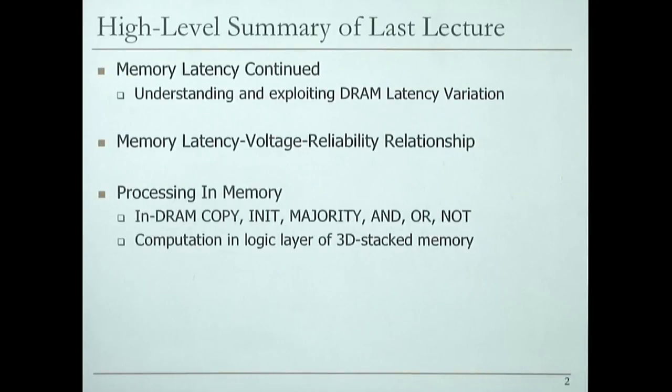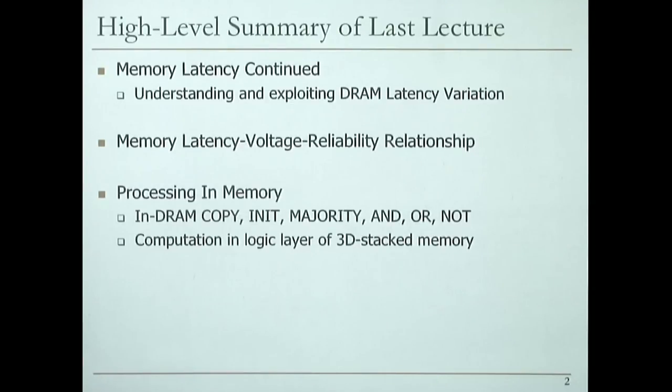This is a quick recap of the last lecture. Basically, we talked about memory latency, continued that, and your homework has some readings if you choose to do them. We talked about understanding and exploiting DRAM latency variation. And again, even though we talked about this within the context of DRAM, this variation exists within the context of all types of memories. So keep that in mind. It's very fundamental. And we talked about memory latency, voltage, and reliability relationship.